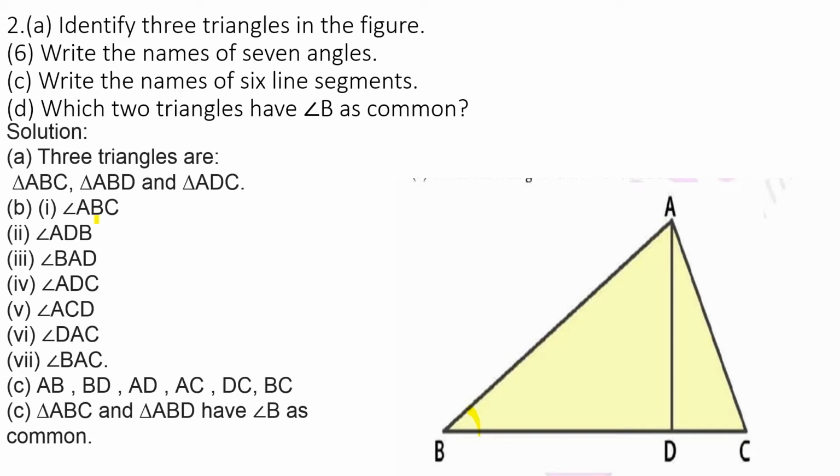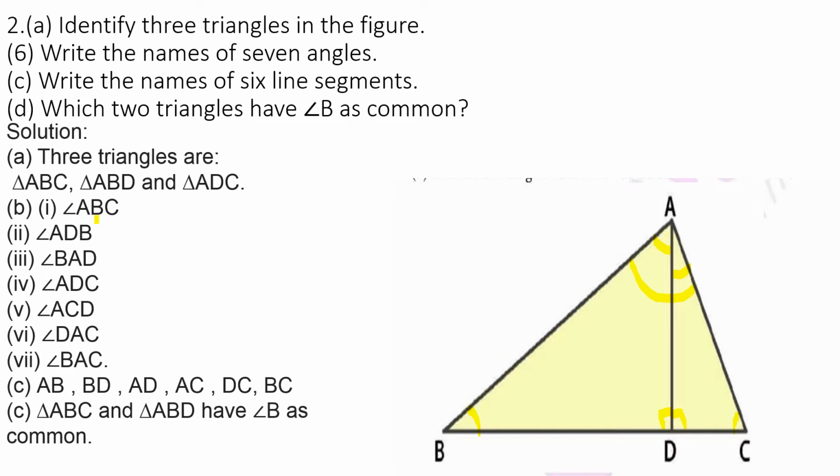Then ADB, it is the second angle. Then BAD, it is the third angle. And then ADC, fourth angle. Then ACD, fifth angle. Then CAD or DAC, this is the sixth angle. Then BAC together, it is the seventh angle.